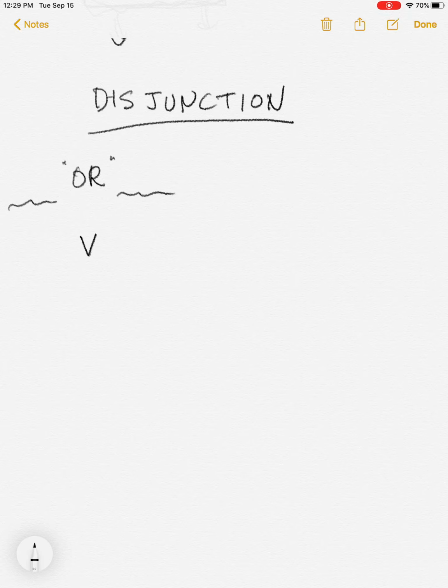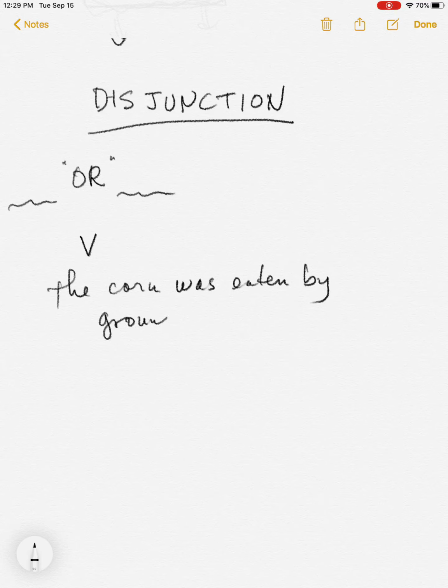And she knows that groundhogs like corn, and she knows that squirrels really like corn. So she asserts, in an exasperated tone perhaps, the corn was eaten by groundhogs or squirrels. By the way, I no longer have a groundhog problem. I have gotten rid of all my groundhogs, knock on wood. I've captured them all. Okay, the corn was eaten by groundhogs or squirrels.